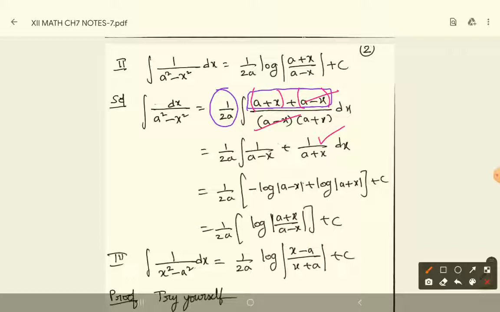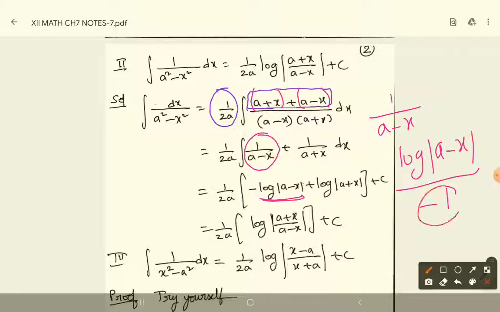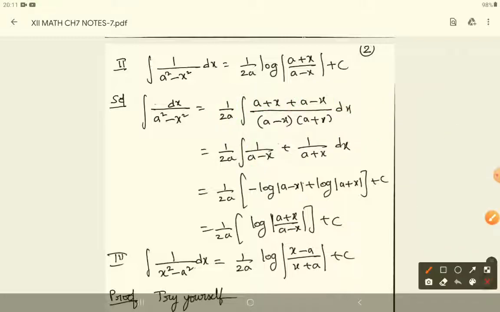Now look, after that what will happen? 1 by a minus x integration is log a minus x by minus 1. 1 by a minus x integration is what? Log modulus a minus x by minus 1. Minus 1, from where did you get it? The x coefficient is minus 1. So then you get minus log a minus x plus log a plus x, because it is linear only. For a plus x the x coefficient is 1, so we have not divided. Since the x coefficient is negative, when we divide by minus 1, this will be minus of log a minus x. Hope you are getting it.